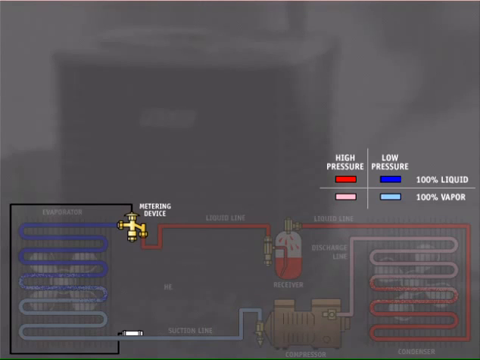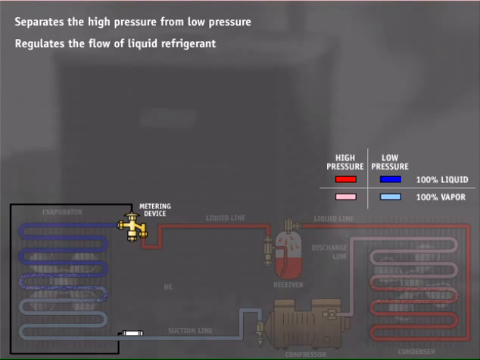The metering device is a restriction that separates the high-pressure side from the low-pressure side in a refrigeration system and meters or regulates the flow of liquid refrigerant from the liquid line to the evaporator. The compressor and the metering device are the two components that separate pressures in a refrigeration system. The restriction in the metering device causes liquid refrigerant to flash to a lower temperature in the evaporator because of the lower pressure and temperature in the evaporator. There are several different styles and kinds of metering devices on the market with different functions. These are discussed in the section on metering devices.